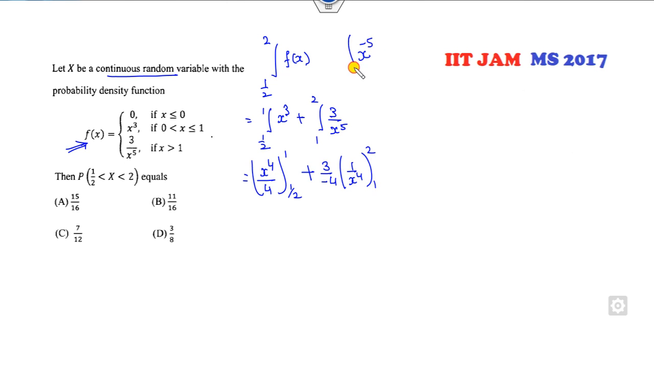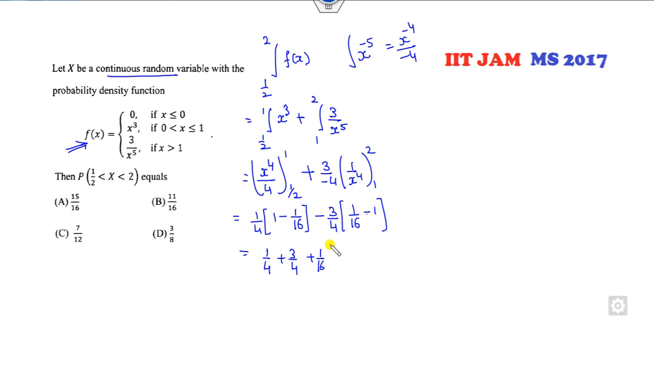You can see the integration of this will be minus 4 over minus 4. So I can substitute it. 1 by 4 is outside, 1 over 4 here, minus 3 over 4, it is 1 over 16 minus 1. So I can take 1 over 4 and plus 3 over 4, and I can take 1 over 16 as common, it is minus 1 over 4 minus 3 over 4. So this is my 1, this is my minus 1, so the right answer is 15 over 16. This is the first method.